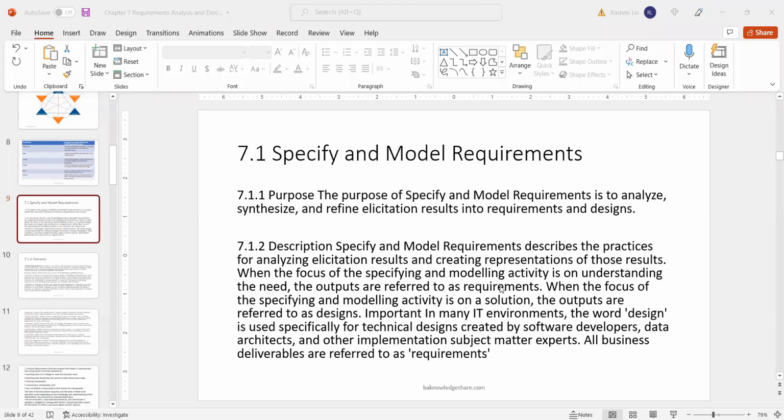In this episode, we talk about the Requirements Analysis and Design task, which is task 7.1. So without further ado, let's get started. Now, this task is about specifying and modeling requirements.